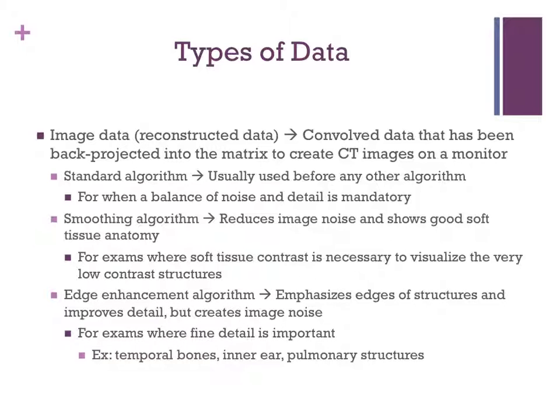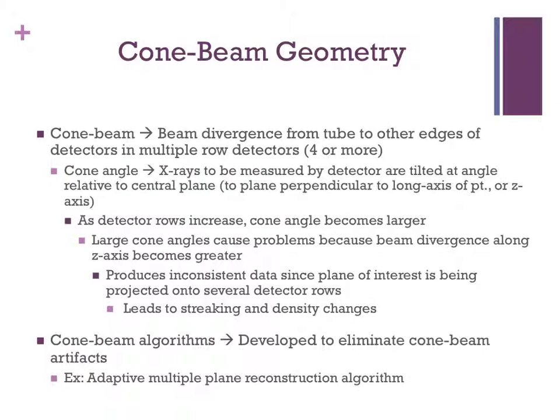And edge enhancement algorithms emphasize the edges of structures, as you may have guessed, and improve detail but create image noise. This is used in exams where fine detail is important, like the inner ear, bone structures, and fine pulmonary structures. Multiple slice CT scanning requires new algorithms for image reconstruction than single slice CT scanning uses. These new algorithms are very complex, but we'll discuss them briefly in this chapter and a little bit more in depth later.